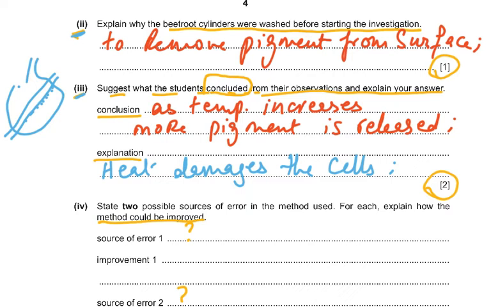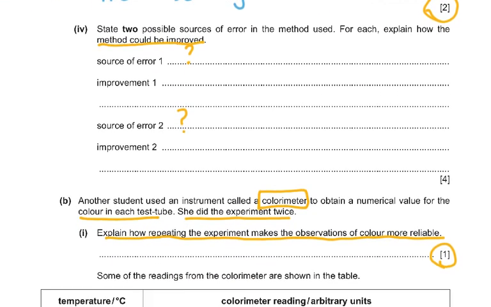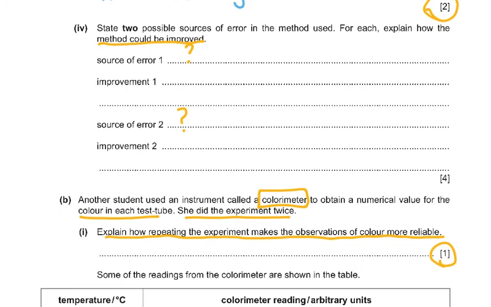That was the conclusion. Conclusion means what did you sort of conclude? What did you think was happening? So as the temperature increases, more pigment is released. The biological explanation is heat damages the cells. Then it says state two possible sources of error in the method used. For each, explain how the method could be improved.